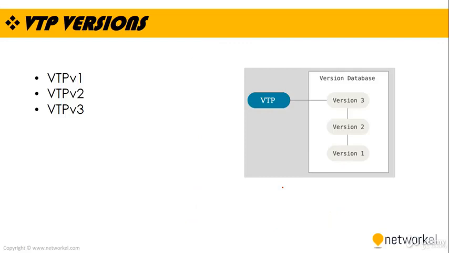Let's go ahead with the VTP versions. We have 3 versions of the VTP, and they are VTP version 1, VTP version 2, and VTP version 3. VTP version 1 is the default VTP version. VTP version 2 is similar to VTP version 1, additionally supports Token Ring, and VTP version 3 is the version that provides more security enhancements with the capability of supporting extended VLAN range.